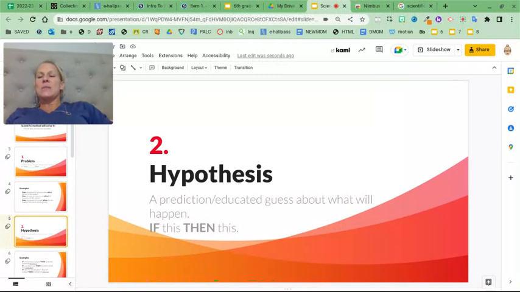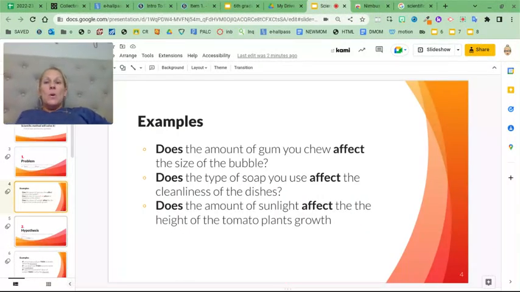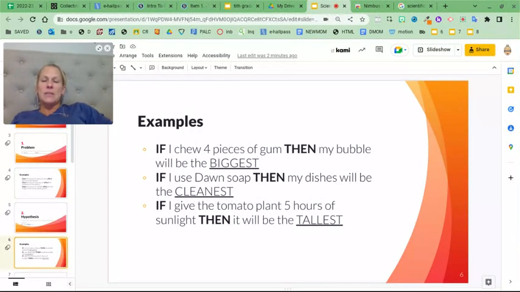So let's take a look at some of our examples. Our problems, let's review them. Does the amount of gum? Does the type of soap? Does the amount of sunlight? So for our hypothesis, the first part should address those parts, and our then should address the effect part. So let's take a look. Does the amount? Well, if I chew 4 pieces of gum, then how does my bubble look? My bubble will be the biggest.